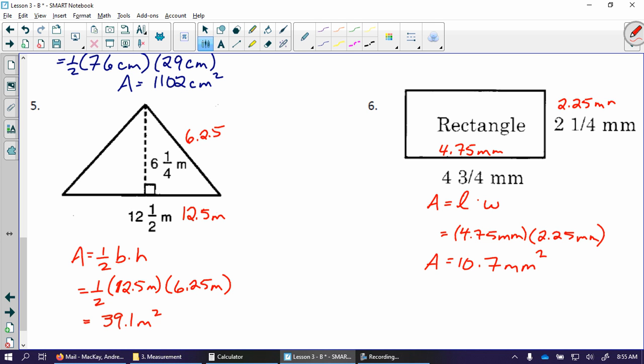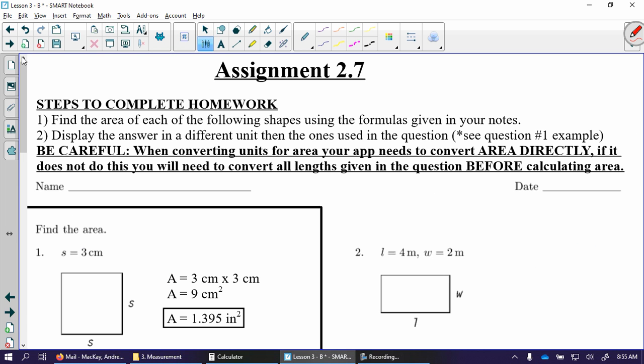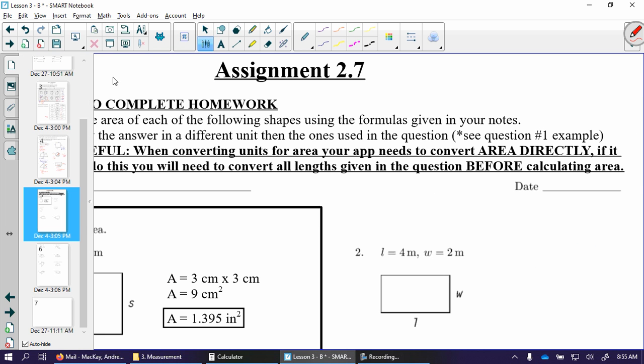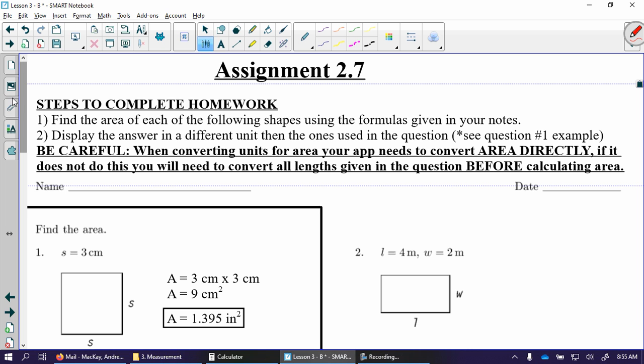So that's how we calculate area. Hopefully you've seen some of this before. I think some of it should be done in middle school. So once you've got all of these examples copied down, the last 2 pages of these notes are practice.